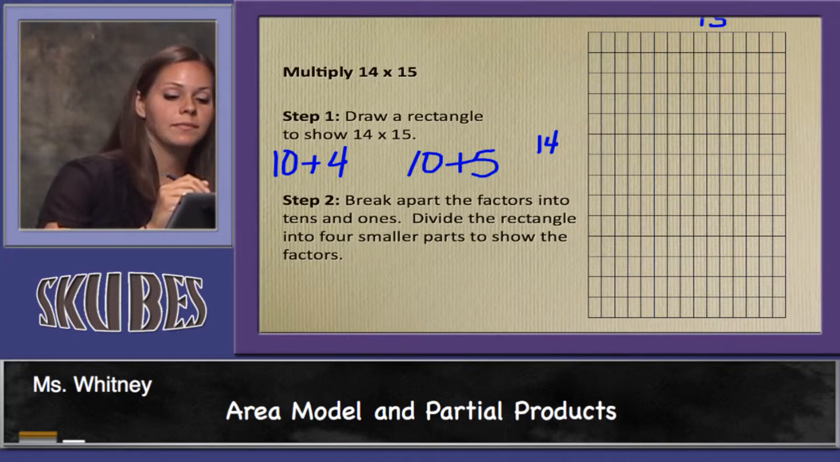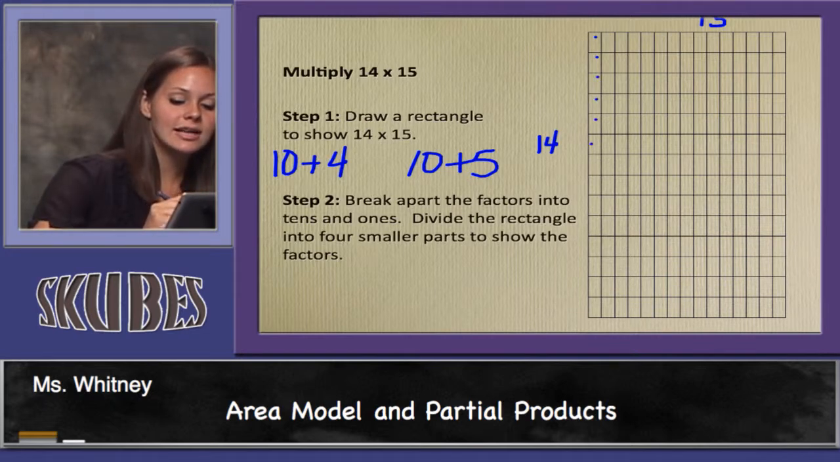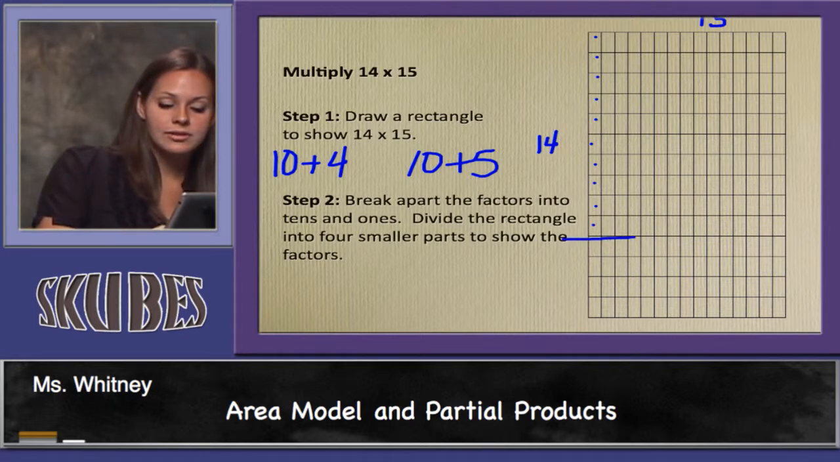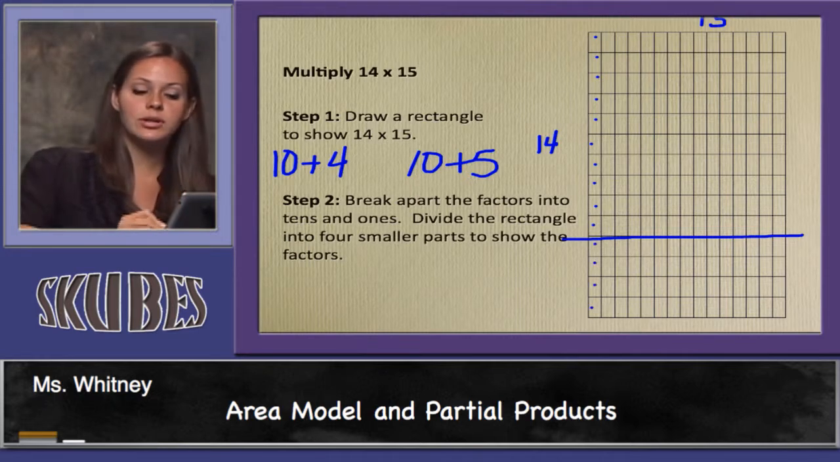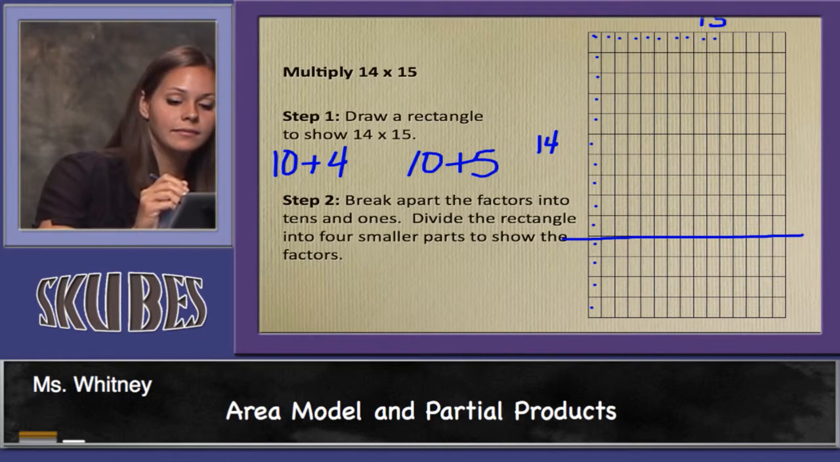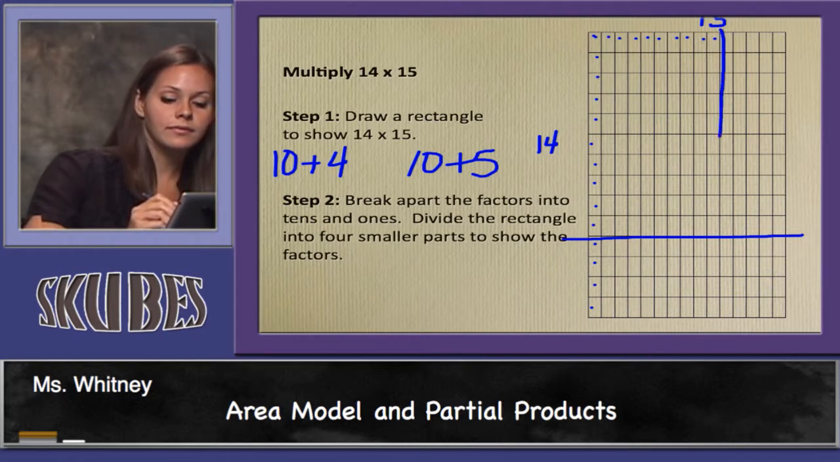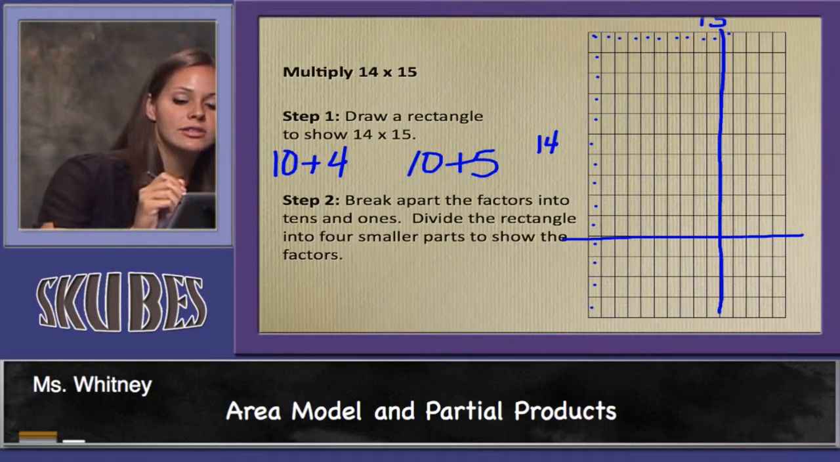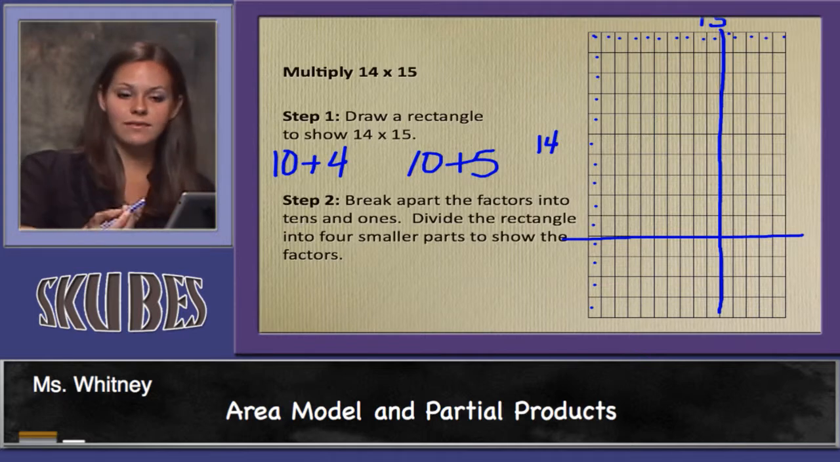Let's start with 14. 1, 2, 3, 4, 5, 6, 7, 8, 9, 10. We'll divide. Then we have 1, 2, 3, 4 to make 14. Across the top we have 1, 2, 3, 4, 5, 6, 7, 8, 9, 10. We'll divide. And we're left with 1, 2, 3, 4, 5 to make 15.